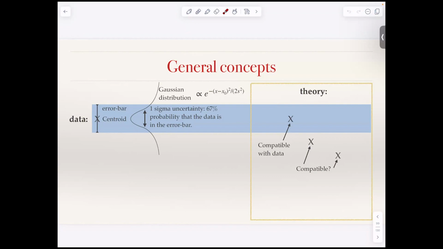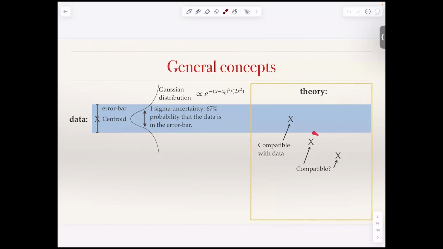And you suppose that theoreticians are able to compute only a single point. So clearly, you have 1 point which is right in the center of your experimental uncertainty or experimental band, and you have 2 points which are out of it. Okay, so the first one, this one, clearly, you can say it is compatible with the data. I think no one will be against this.